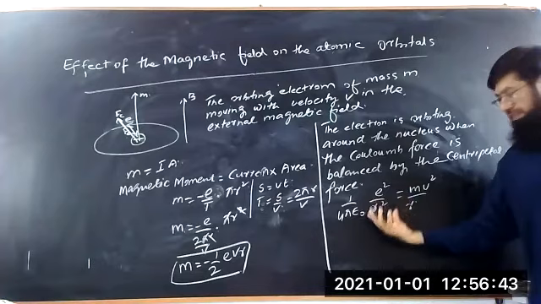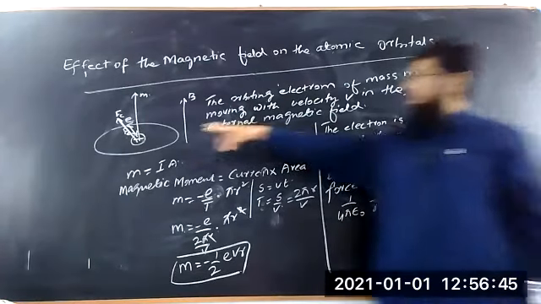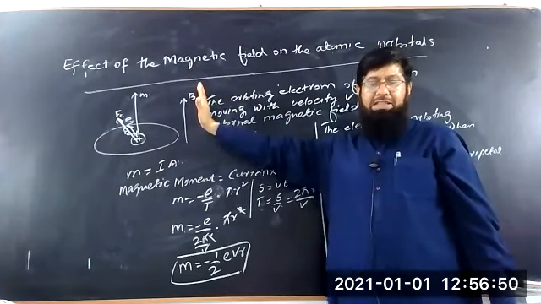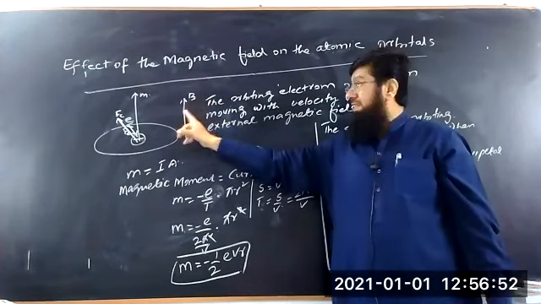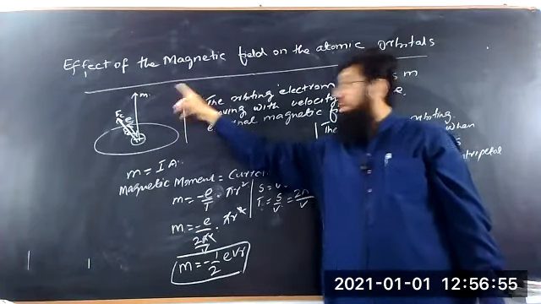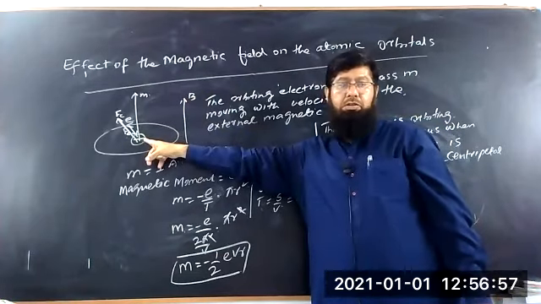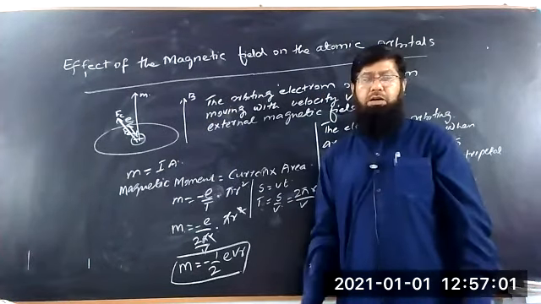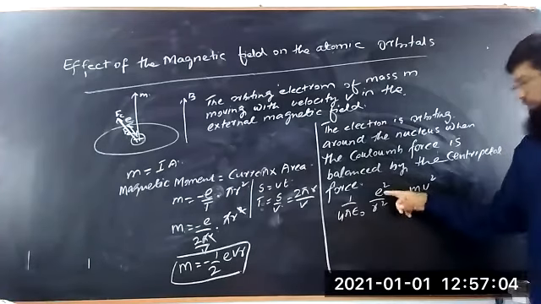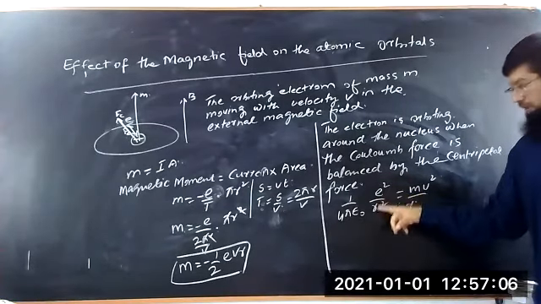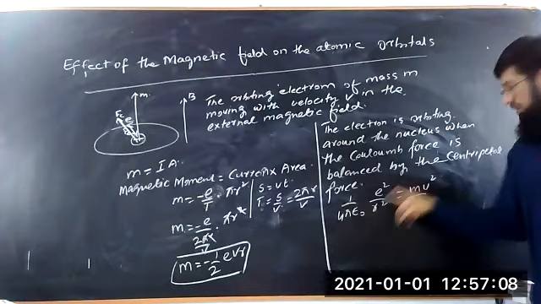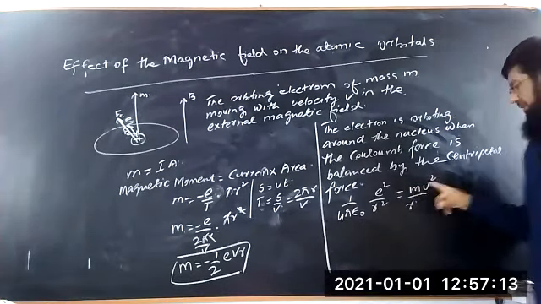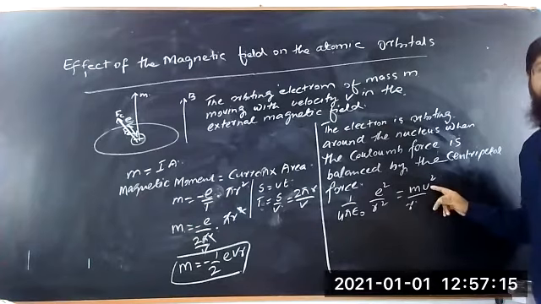So now if this orbit is placed in the external magnetic field, as a resultant, this magnetic field will exert force on this orbiting electron. So this force will change the velocity of the electron, because if you look here, the charge will not change, the orbital distance will not change, the mass of the electron will not change. So which thing will change? The velocity of the orbiting electron.